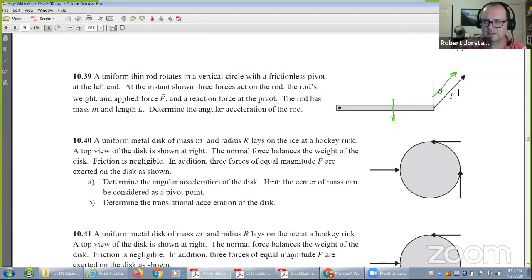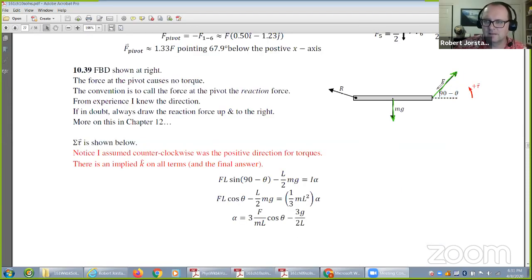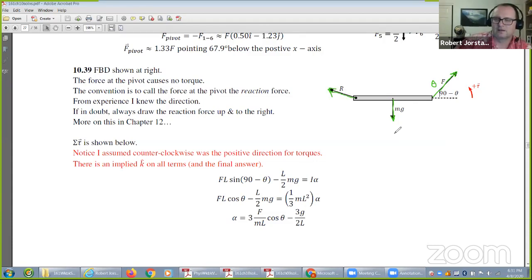So that makes sense why this is 90 minus theta. Up there was theta. Got it? This was theta. Got it. Okay, and so the pivot, I claim the pivot is exerting a force off this way. We will learn a lot more about this in chapter 12, but for right now, I want you to think for a second, which of these forces are going to cause torque?